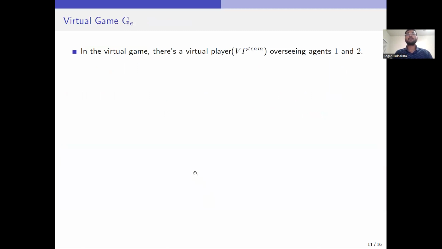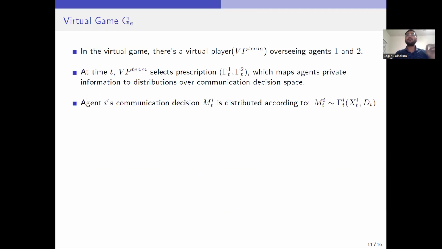So to solve the min-max optimization problem, we are going to provide a virtual game. In the virtual game, there's a virtual player denoted by VP team overseeing both agents 1 and 2. At time t, VP team selects the prescriptions gamma_1^t and gamma_2^t, which map the agent's private information to a distribution over communication decisions. And this agent's communication decision m_i^t is distributed according to this particular equation.